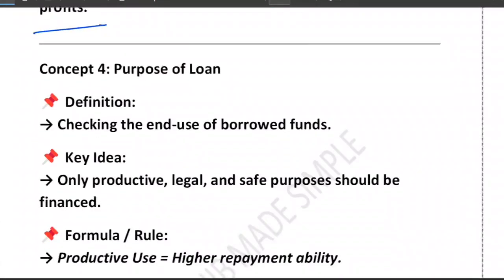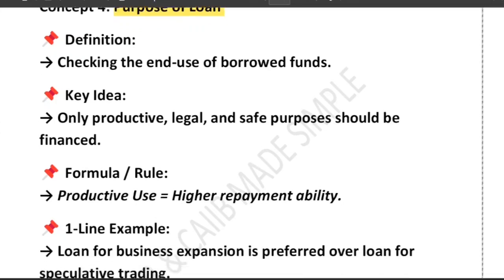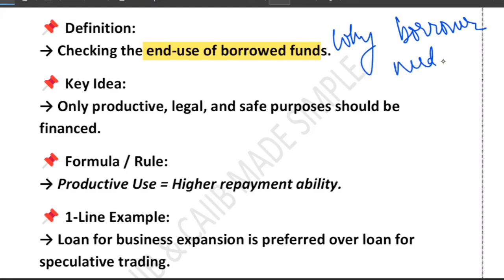The next thing is the purpose of the loan. This is another important point. The bank always checks why the borrower needs money. That is called the end use of the borrowed funds. So only productive, legal and safe purposes are supported.